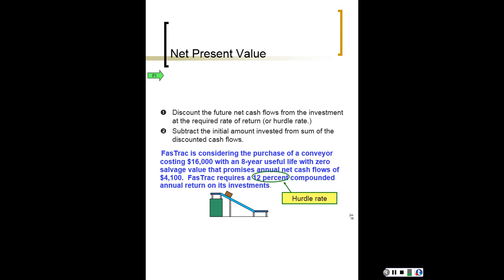In fact, we're going to take the same example, Fast Track. Fast Track is considering the purchase of a conveyor costing $16,000 with an 8-year useful life with zero salvage value. Okay, so all of that is consistent as in the past. And it promises annual net cash flows of $4,100. Fast Track requires a 12% compounded annual return on its investment. That is the hurdle rate.